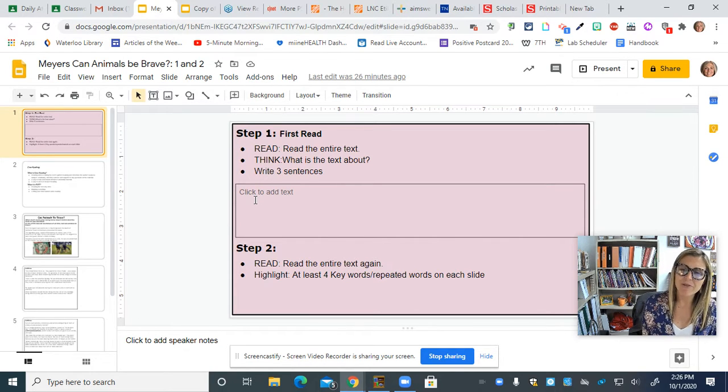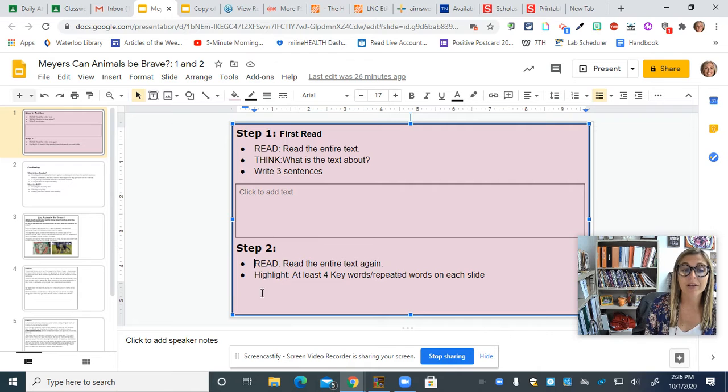I can't wait to hear what you think about that, because I have a dog named Lola who would bark at a leaf rolling across our driveway. And I don't know that Lola is brave, or is she just barking because she sees something? All right, when you are done with step 1, then you are going to complete step 2. In step 2, you are reading the entire article again, and then you are going to highlight at least 4 key or repeated words on each slide. I am actually going to walk you through the first part of step 2 right now.